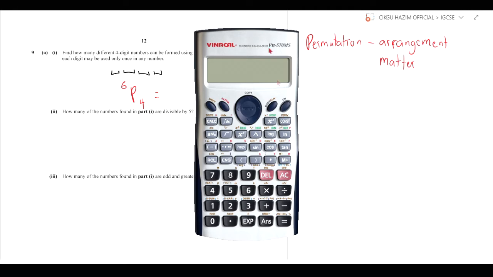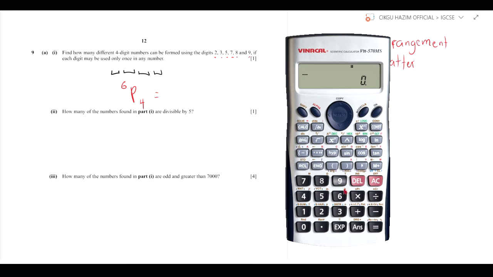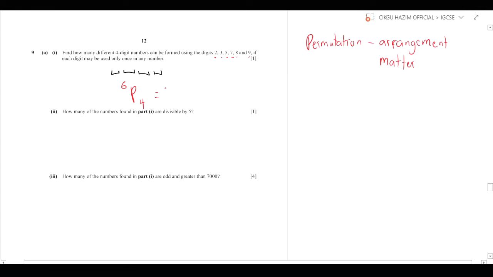So 6P4, how much is this? Just press on the calculator 6, then shift, multiply, nPr, and then 4. You are going to get the answer 360. That's how we do question number 9A1. Okay, let's continue to the next question.